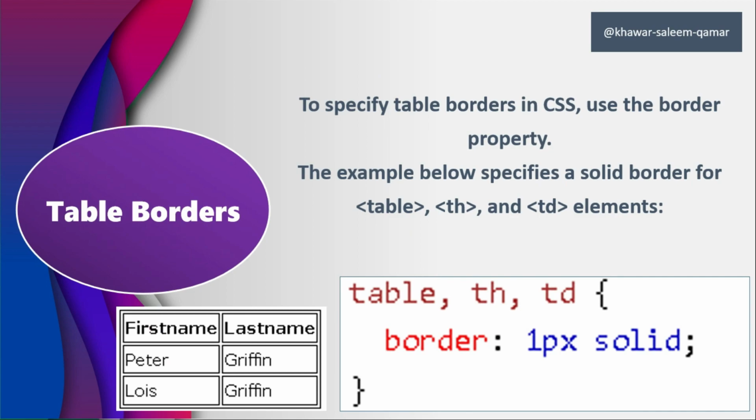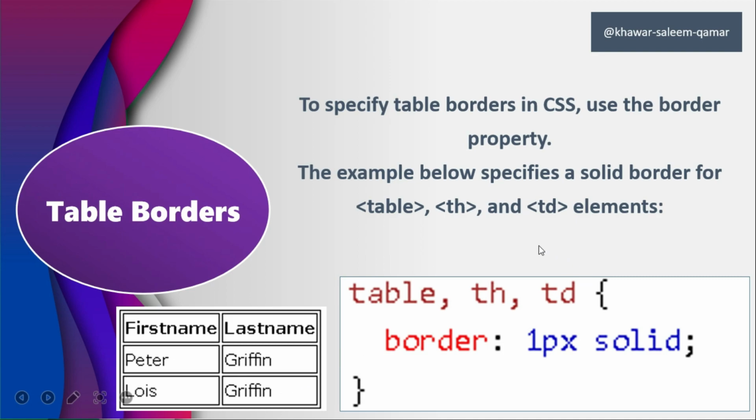So let us talk about some important properties that we use to style our tables. First of all, there are table borders. There are actually three main tags in a table, which are table, th and td. We talked about them in our previous videos of HTML, and today we are going to talk about the CSS or styling aspect of those topics. If we provide a border to table, th or td, then we would be able to see a sort of table, as I have shown in this example.